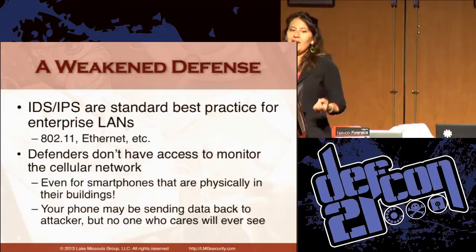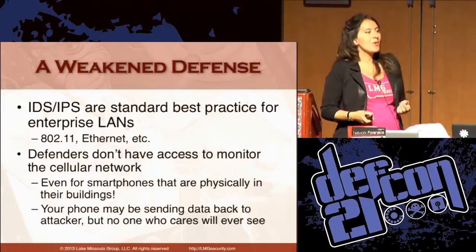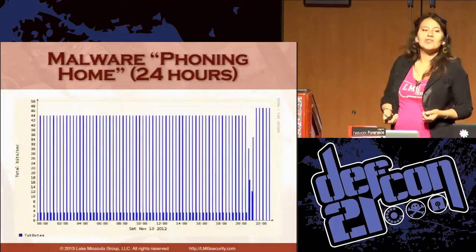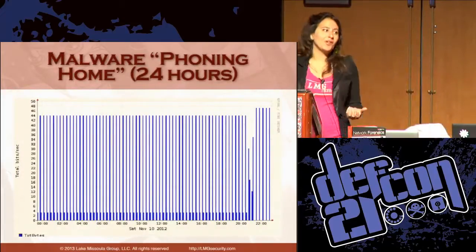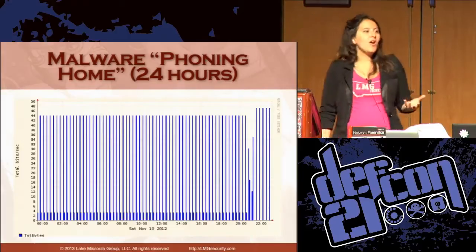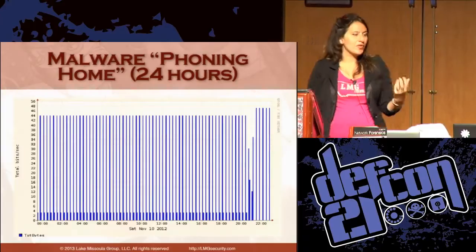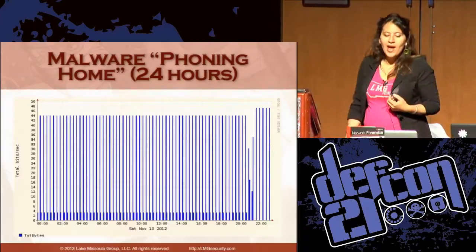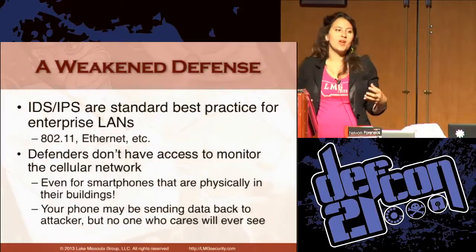Now, on LANs, enterprise security professionals have the option of inspecting network traffic. They can make charts like that. So even if there's no host-based antivirus installed on a laptop, we can still tell if a certain laptop is infected based on the patterns of traffic that it's creating on the network. We don't have that same option with cellular devices that are physically within our enterprises.